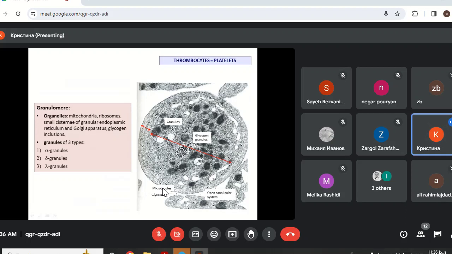Granulomere here includes some organelles such as mitochondria, ribosomes, small cisterns of granular, rough endoplasmic reticulum, and Golgi apparatus, and also inclusions of glycogen. And the second component of granulomere is granules. Granules are of three types, labeled by Greek letters: alpha granules, delta granules, and lambda granules.